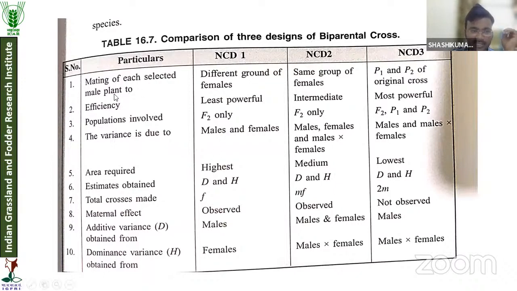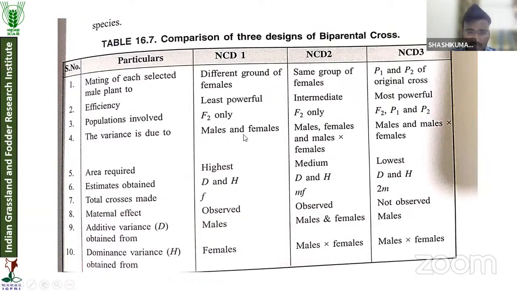The mating of each selected male plant, the male parent, will be selected from the F2 population, where in NCD1 they are crossed with different sets of females. In NCD2, the same set or same group of females. In NCD3, they are crossed to P1 and P2 of the original cross. In efficiency, NCD1 is least powerful, NCD2 is intermediate and NCD3 is more powerful. The population used here is F2 and F2, and F2 with P1 and P2.